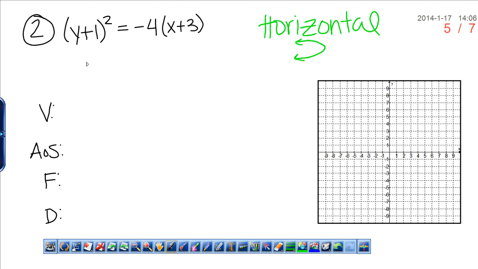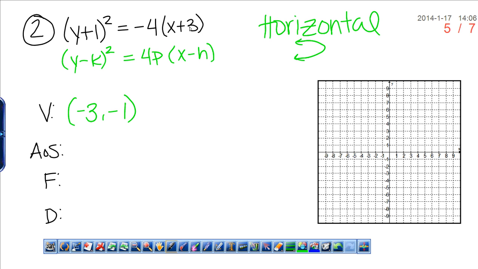If it helps you out, go ahead and jot down the equation under here: y minus k squared equals 4p times x minus h. Where is your vertex going to be? Very good. Negative 3, negative 1. You've got to get the x value from the x binomial and the y value from the y binomial. So negative 3, negative 1.